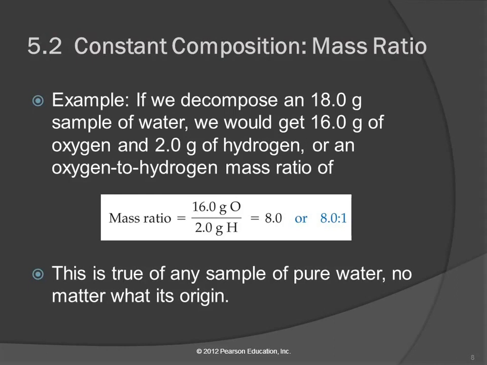If we take a sample of a compound like water, if we take 18 grams of water, and these numbers are just for instance, and we decompose it, we'll get 16 grams of oxygen and 2 grams of hydrogen. The ratio there is 16 grams of oxygen to 2 grams of hydrogen, a ratio of 8:1. That's true of any sample of pure water. Get the water anywhere, decompose it, the ratio of oxygen mass to hydrogen mass is always the same, always 8:1.